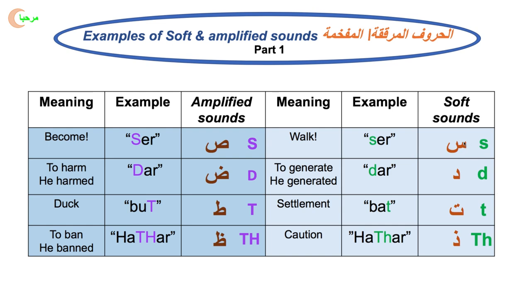So here we have the letter Sin. Sin, we agree to represent it by small s. That's right. And the Sin is a soft sound because it's pronounced in the front of the mouth. Now, the Sad, we agree to represent it with capital S, and it's an amplified sound. So let's look at the example here.